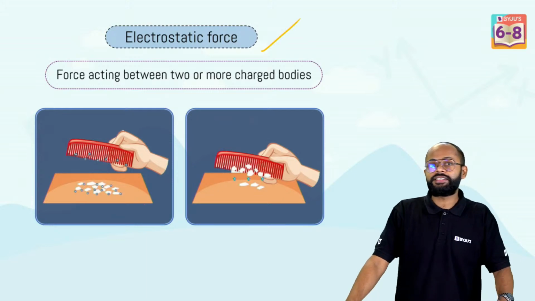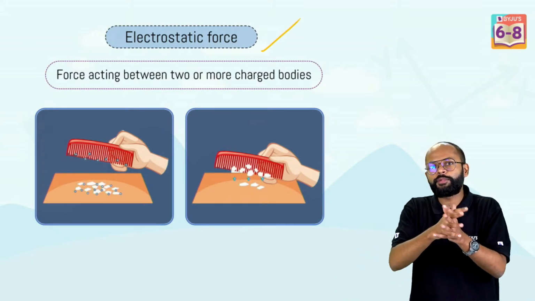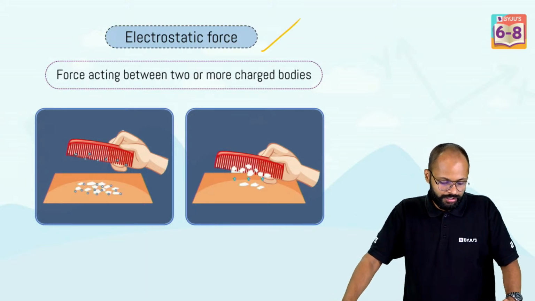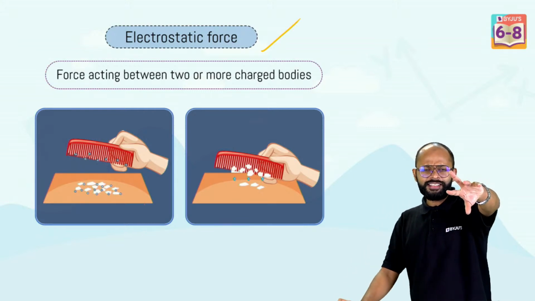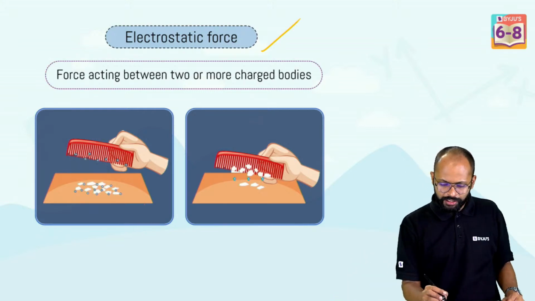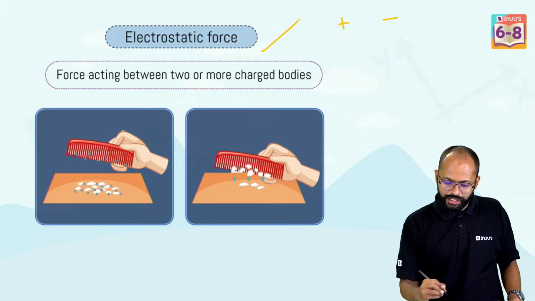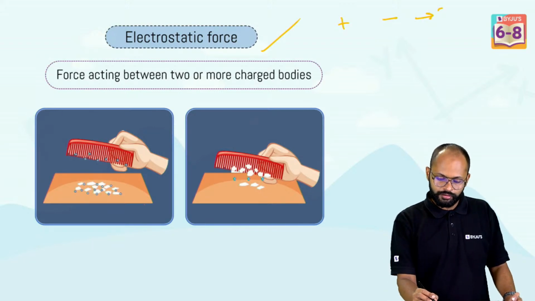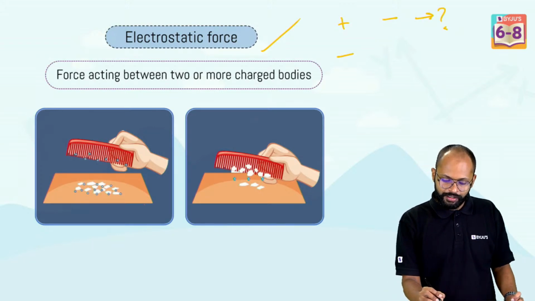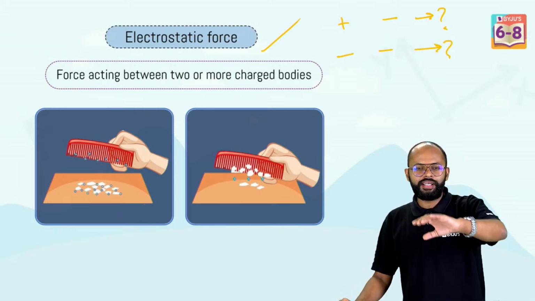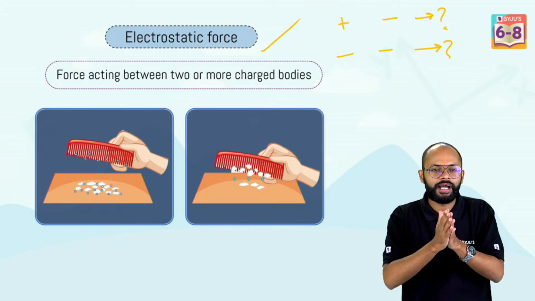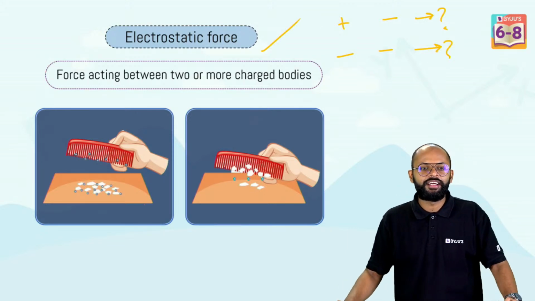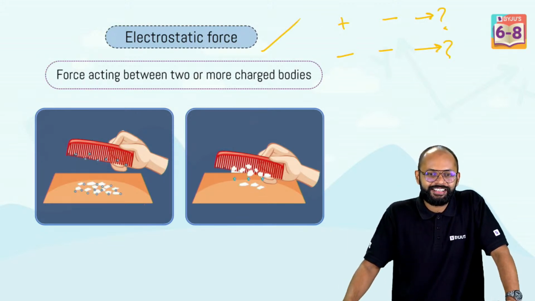The thing is, charged bodies, when you bring them closer, what happens? Can someone tell me, if I bring a positive charged body near a negative charged body, then what will happen? And if I bring a negative with a negative, then what happens? Come on, tell me. Plus and minus. If I bring one positive charged body near a negative charged body, what will happen? Attraction. And someone asked this question. Attraction.